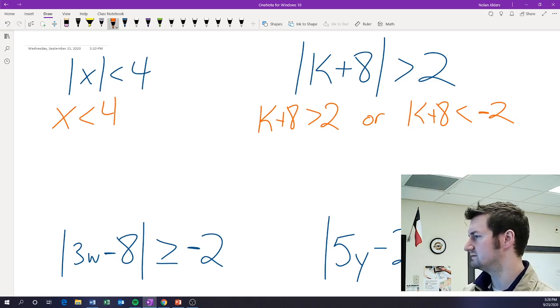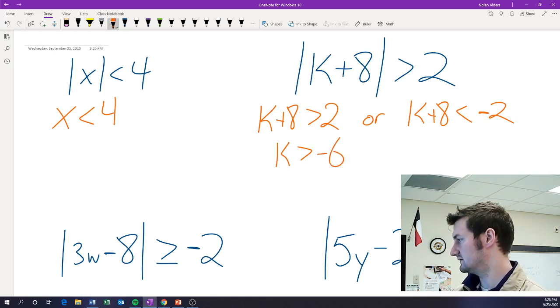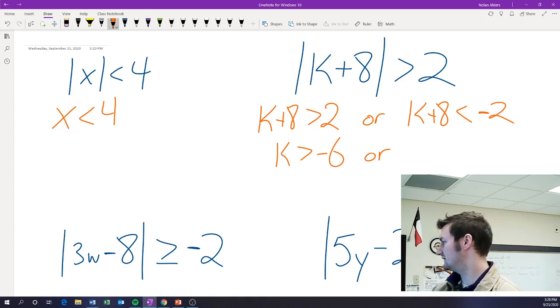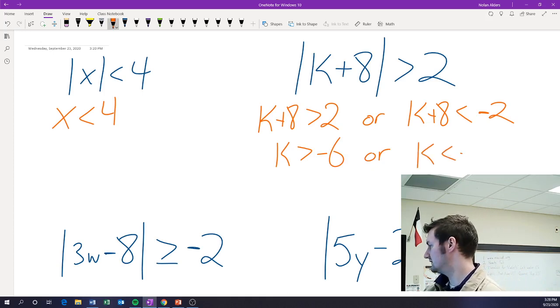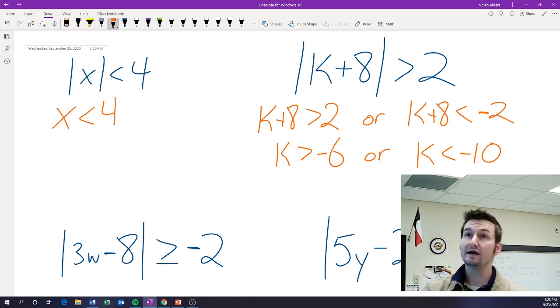And then just solve. We're going to subtract the 8. So we'll have k is greater than negative 6, or, subtract the 8, k is less than negative 10. And there's our answer.